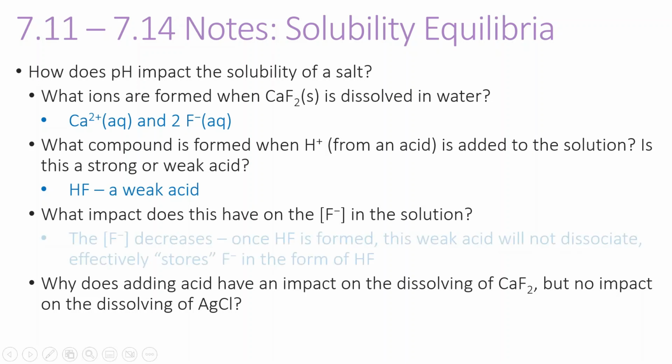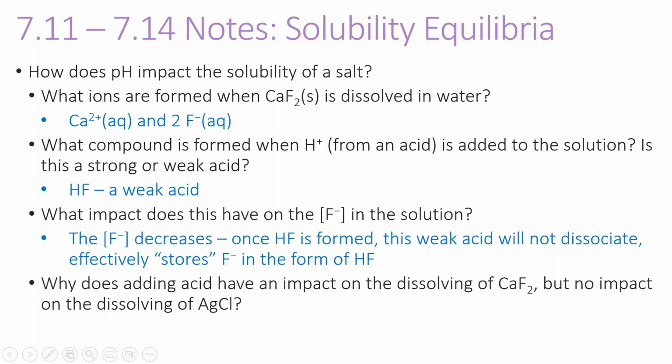So HF is a weak acid. It's not going to dissolve very much at equilibrium. So the concentration of fluoride ion decreases. Once HF is formed, this weak acid will not dissociate, and it will effectively store the F- in the form of HF. Why does adding an acid have an impact on the dissolving of calcium fluoride, but none on the dissolving of silver chloride?